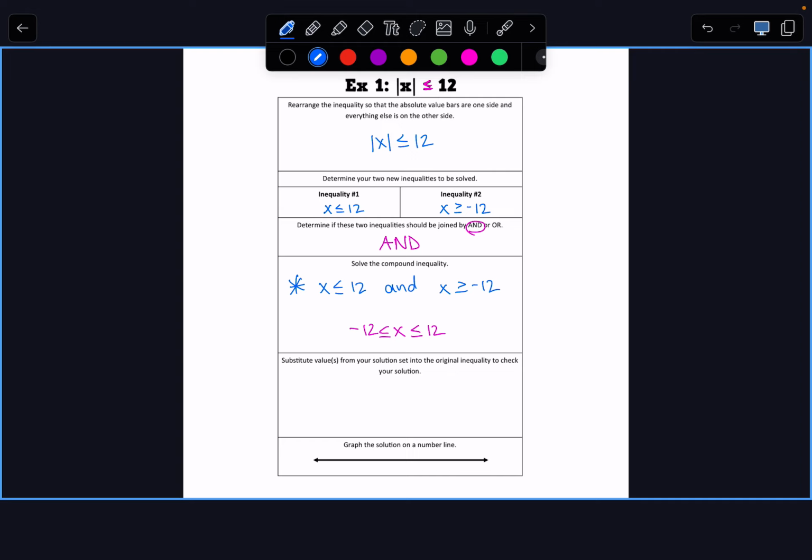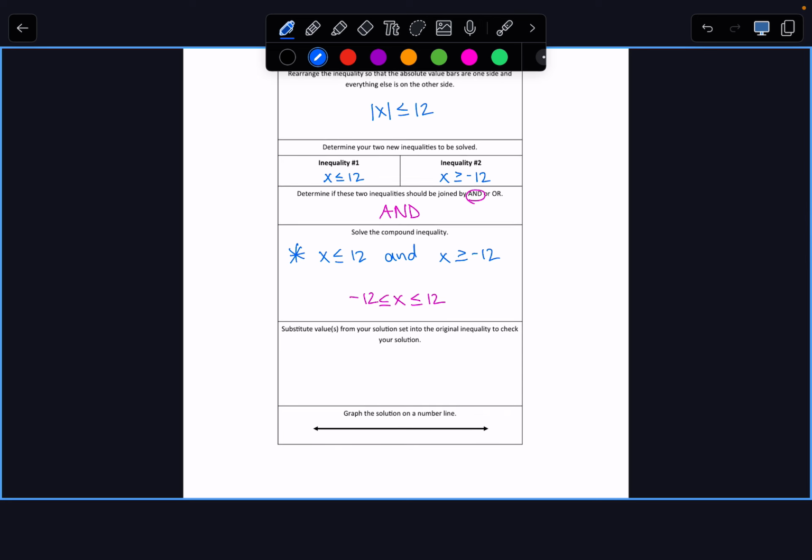Okay. All right. So if we were to graph this, we would have a closed circle at negative 12, a closed circle at positive 12, and all the values in between.